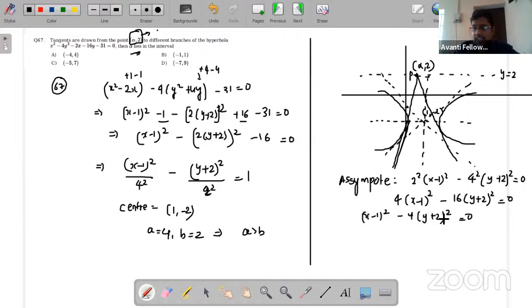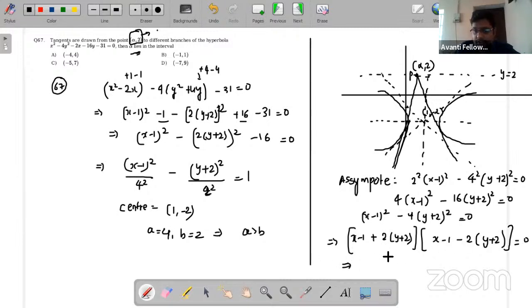Now you can use a square minus b square, right? So we'll be writing, if I write a plus b, so a is this, plus b is 2 into (y plus 2), into a minus b, is equal to 0. So what we are getting finally, we are getting two equations. One is x plus 2y plus 3 is equal to 0 from here. And from here we'll be getting x minus 2y minus 5 is equal to 0.